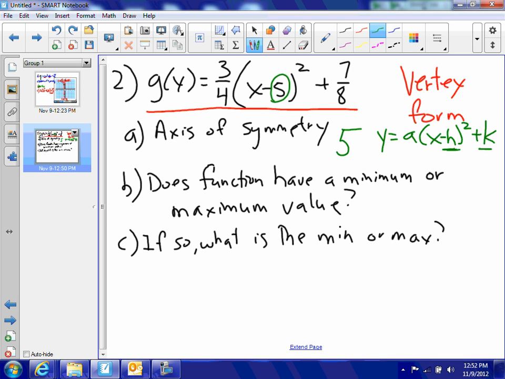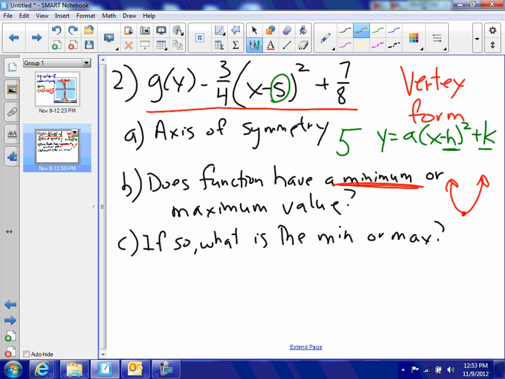Then the next question is, does the function have a minimum or maximum value? Well, minimum or maximum is determined by whether or not there is a negative a. And in this case, there is not a negative a. Erasing the negative sign I just put there. It's a positive a. So if it is positive, then we know that our parabola is going to be normal shape, so to speak. And it's going to be an up-up type of parabola. So if it's up on either side, it means that the vertex is going to be a minimum. So it has a minimum value.